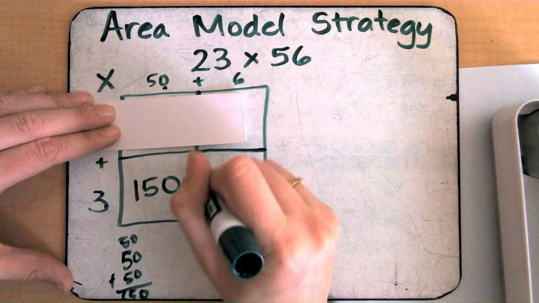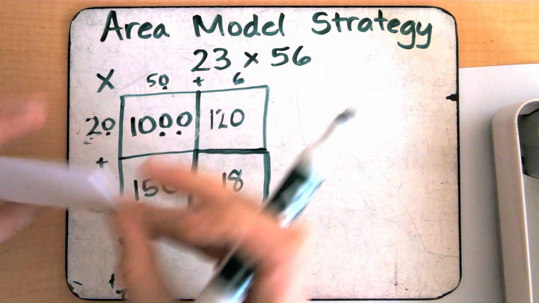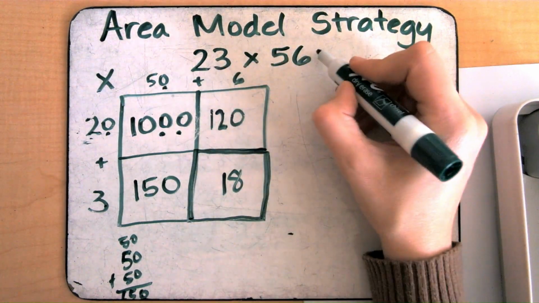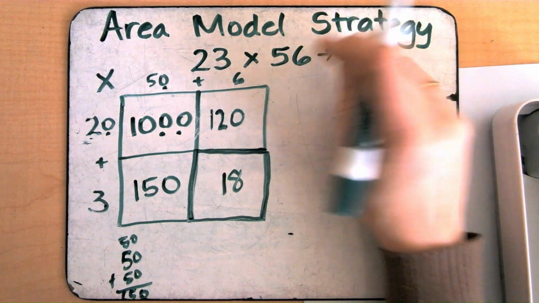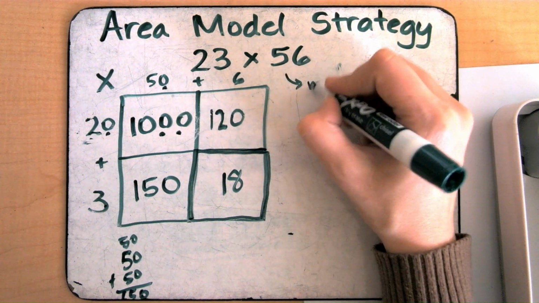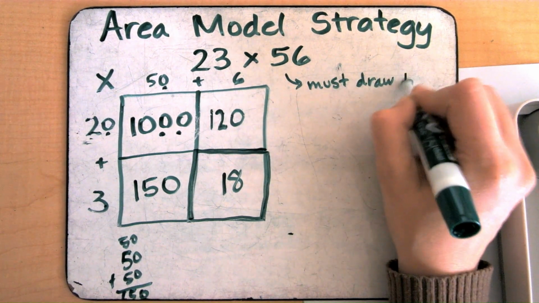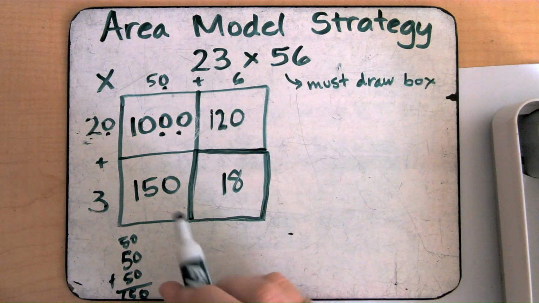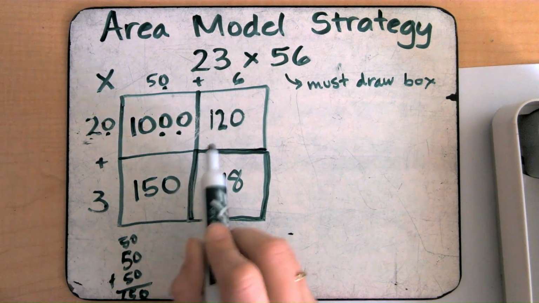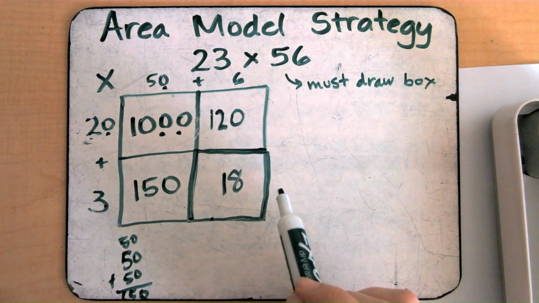This can be the trickiest box to remember. I am pretty strict with my students. When you have a 2-digit by a 2-digit, you must draw the box. You pretty much have to draw the box because if you don't draw the box, then you forget one. Usually students will forget this box here, but we forget some of these digits to multiply. So it's really important to draw the box.